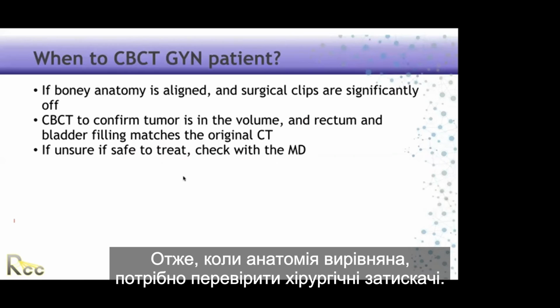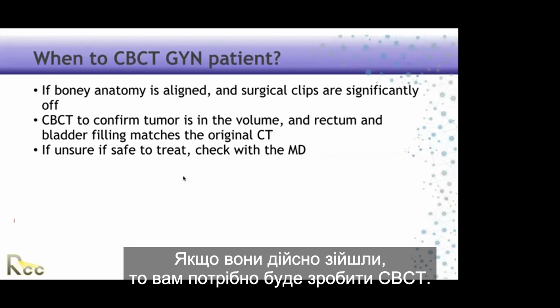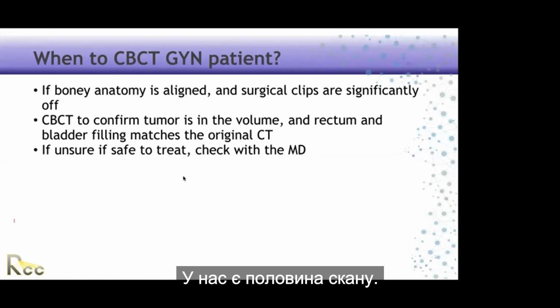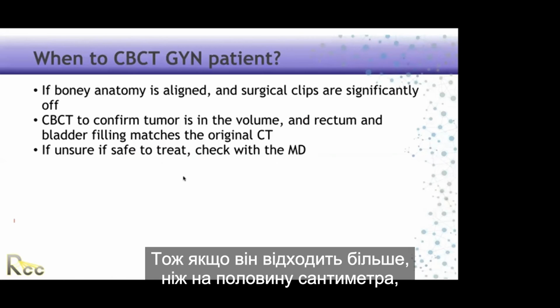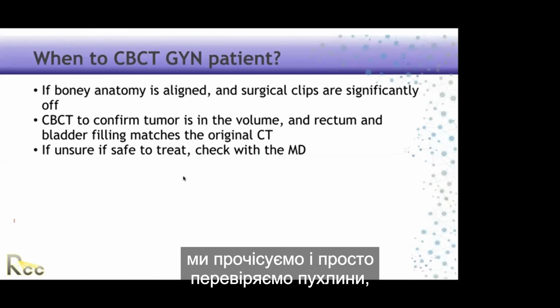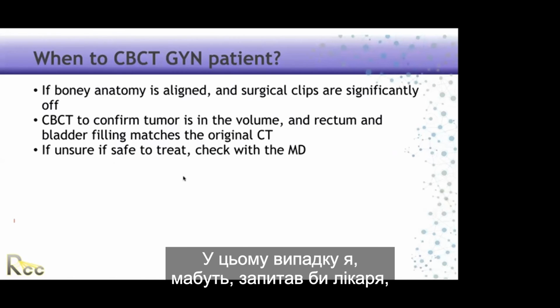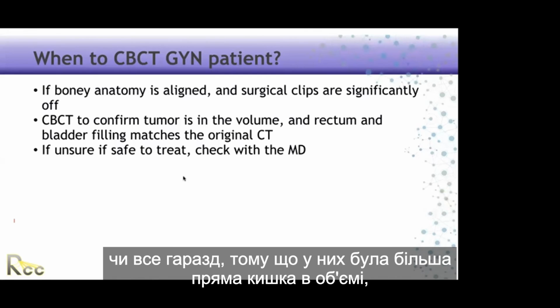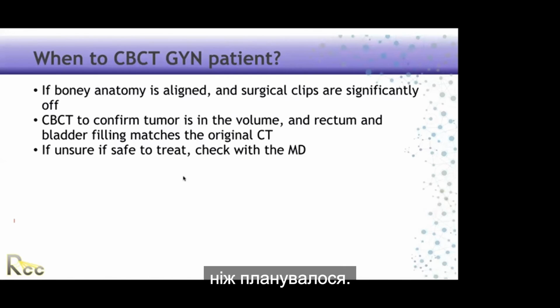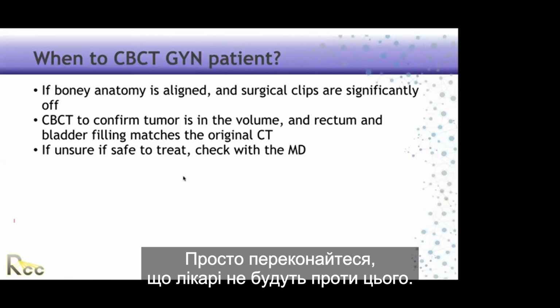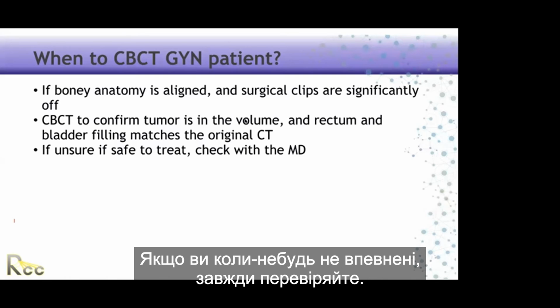You want to check the surgical clips. If they're really off, then you're going to want a cone beam. We have a half cm rule, so if it's more than a half cm off, we would cone beam and just verify the tumor is in the volume and the rectum and bladder are within. For that case, I would probably ask the doctor if they're okay, because they had more rectum in the volume than was planned, just to make sure the doctor is comfortable treating that. If you're ever unsure, always check.